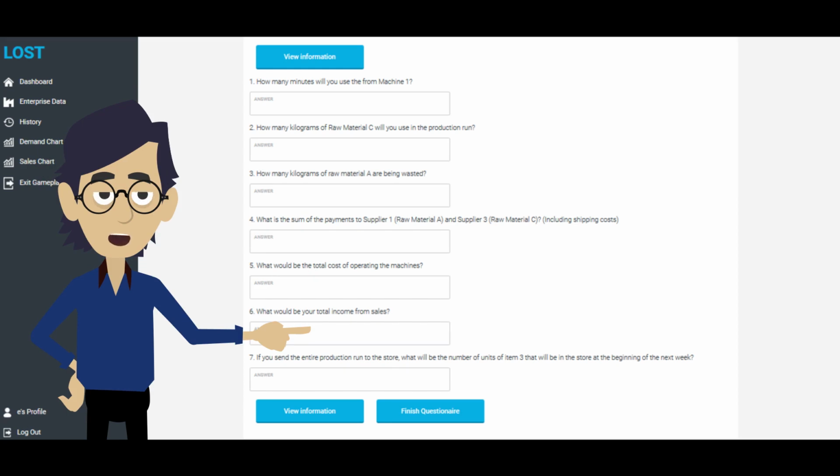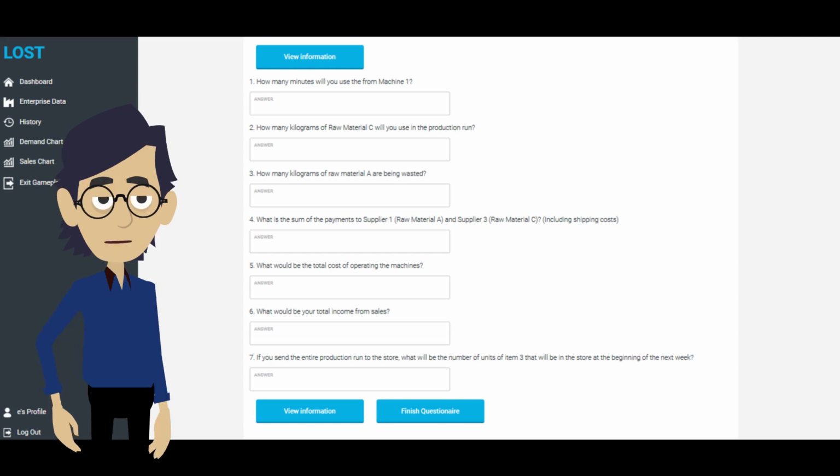Remember that if the demand is greater than the amount available in the store, you only sell the pieces that you have in inventory. Finally, the last question refers to the number of units of one of the products that you will have available in the store at the beginning of the following week. As a suggestion, I advise you to consider how many units you had available at the beginning of this week, how many units were produced, and the demand.